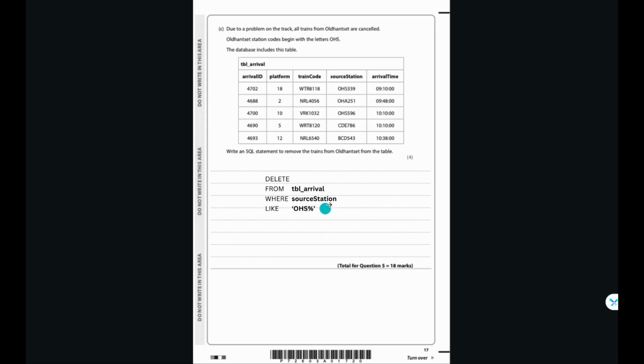OHS percentage. Why? Because when we give the percentage after OHS, that means this will match the first three characters of each and every value. So it will go through the source station field and search for OHS at the start of each value. That means if this one starts with OHS, it will be deleted. This is another one, it will be deleted, right? So this will be the answer, and we have already completed question number 5.